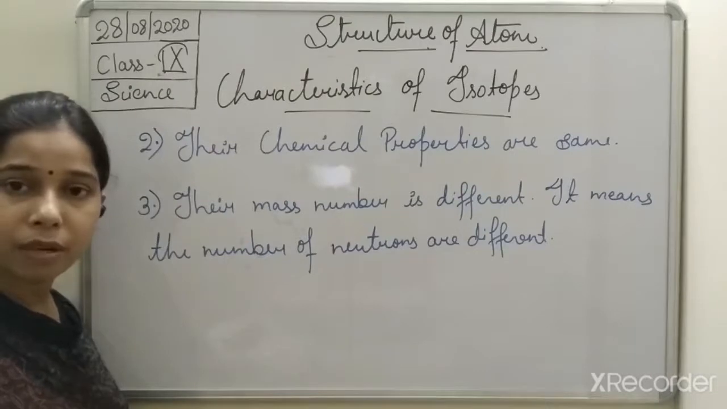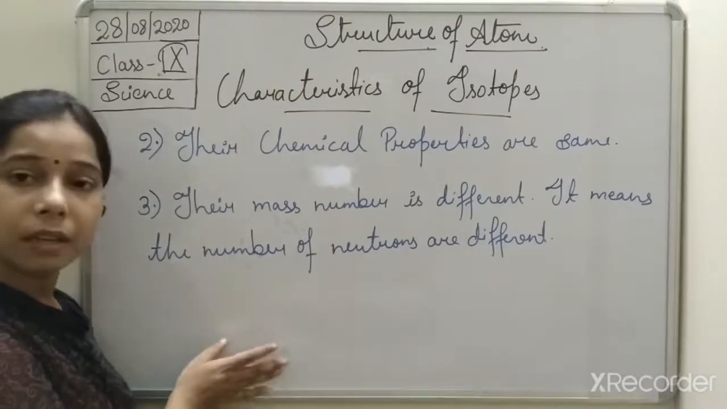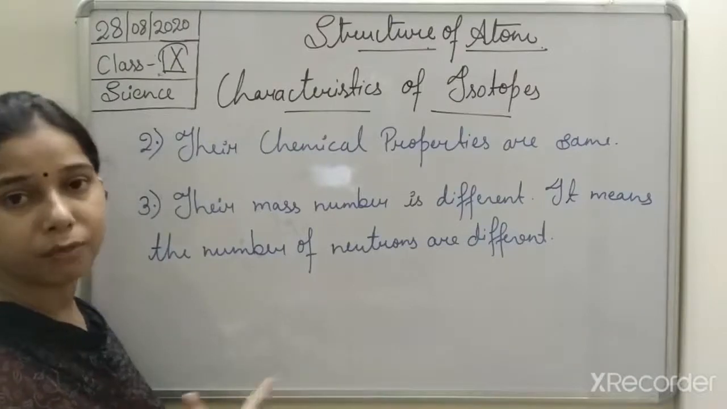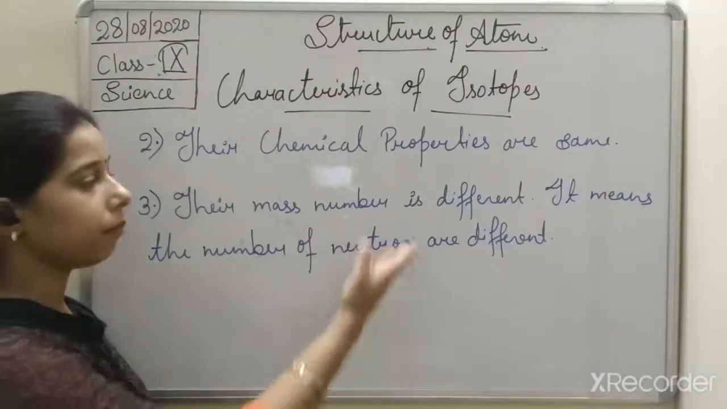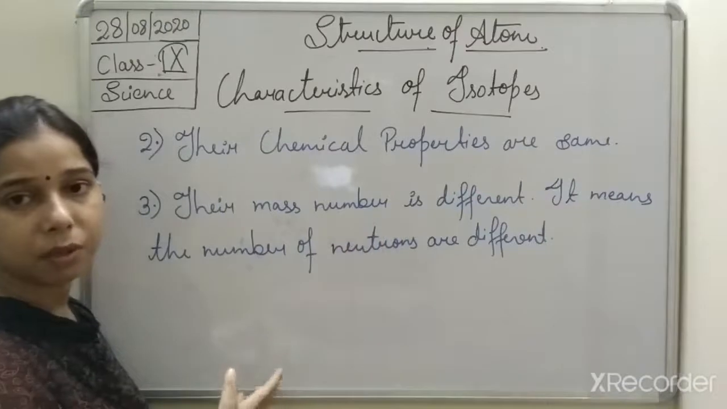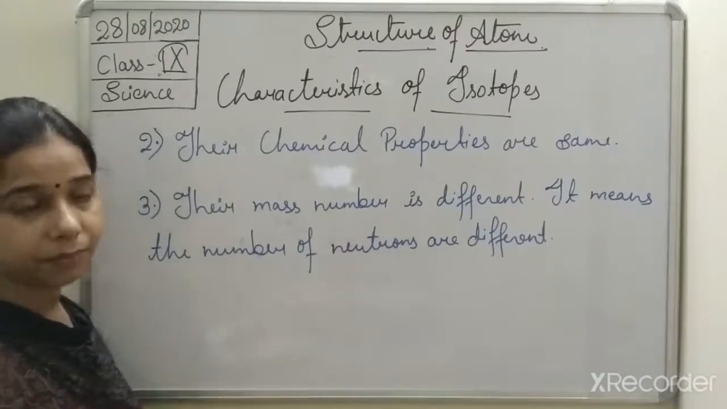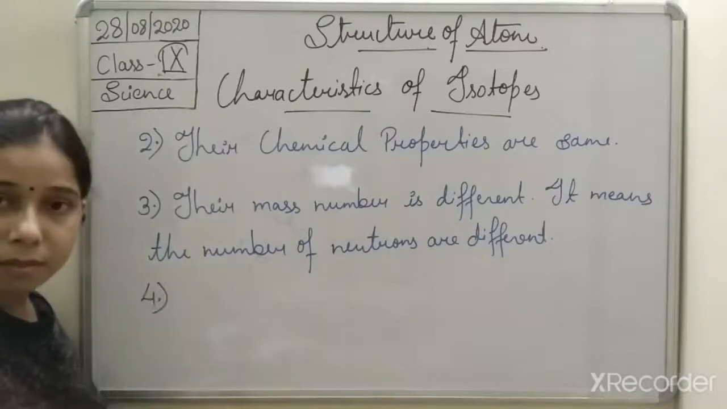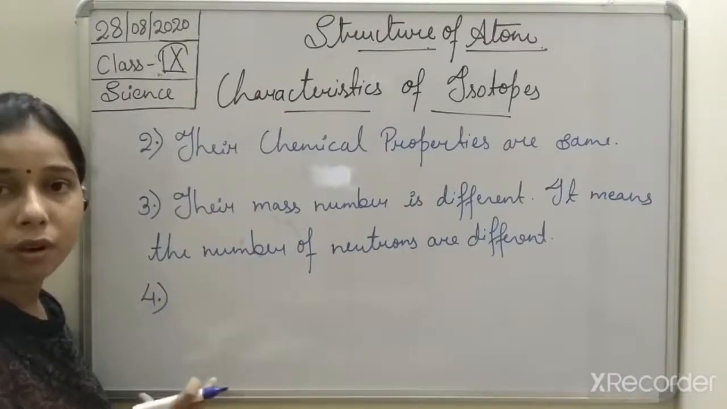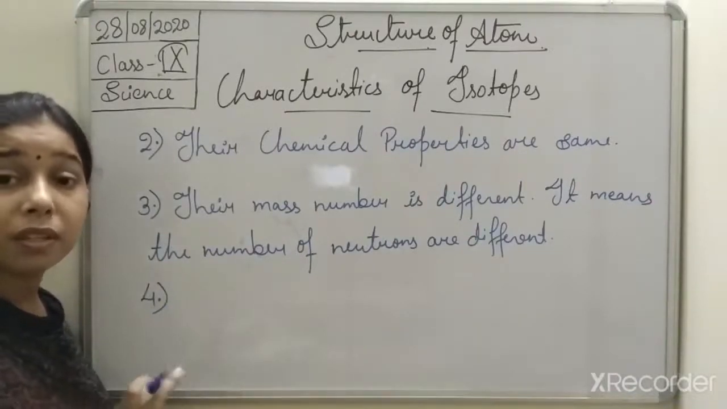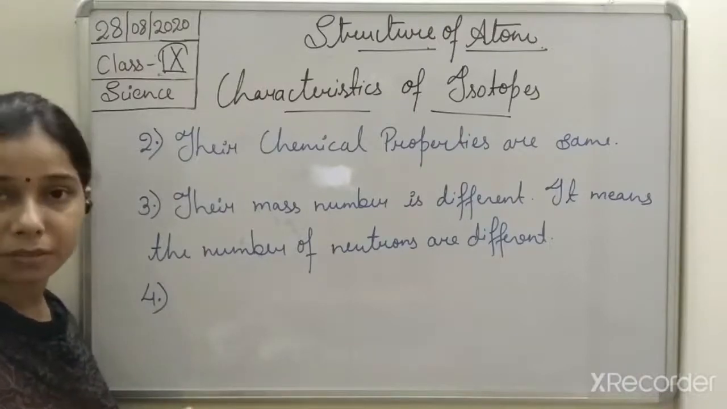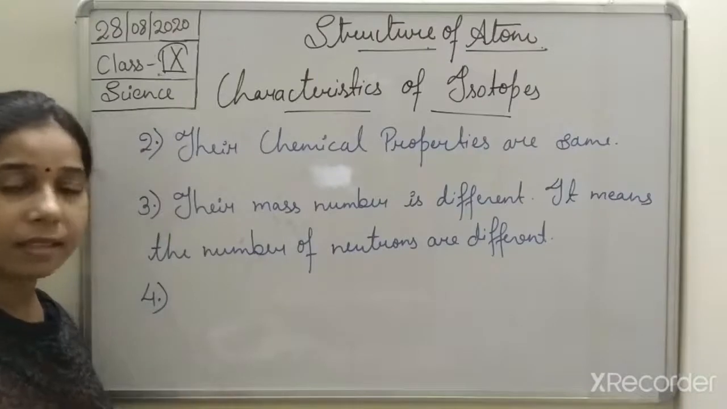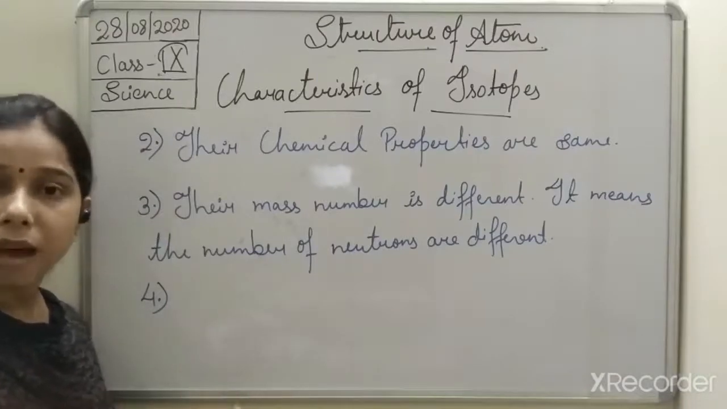The number of protons will remain fixed, but when you see the isotopes, you will find that it is because of the number of neutrons. It varies, and because of that the mass number is also different. Then the fourth one, students: since the mass number is different, since the number of neutrons is different, their physical properties will be different. Their boiling point, melting point, and density will also vary with each other.